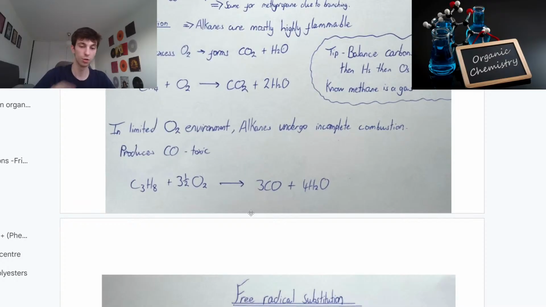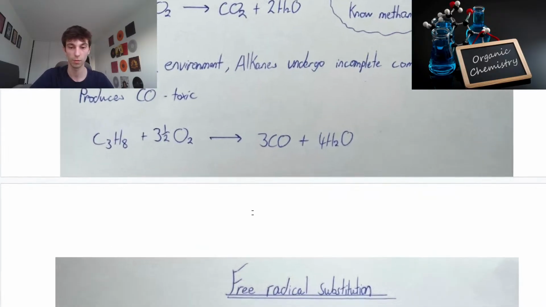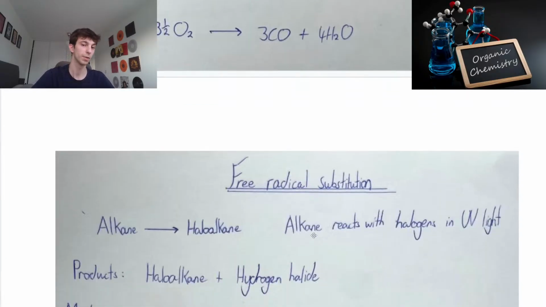Free radical substitution, guys. If we're going from an alkane to a haloalkane, we're going to be using free radical substitution. What do we need? UV light and a halogen. So alkane to a haloalkane, exactly that. The alkane reacts with halogens in UV light.